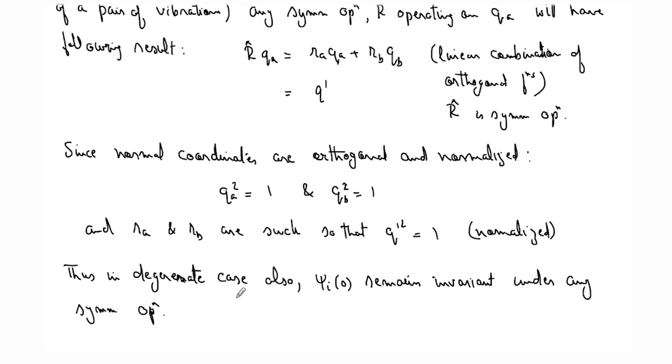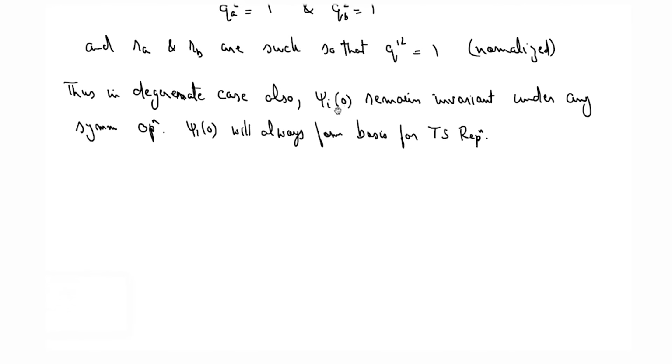This should be clear now. So that means psi I 0 will always form basis for totally symmetric representation, right? So whether it is 1D or 2D, psi I 0 will always form basis for totally symmetric representation, right? So now we know the IR representation for psi I 0. Now let us calculate for the excited state, psi I 1.